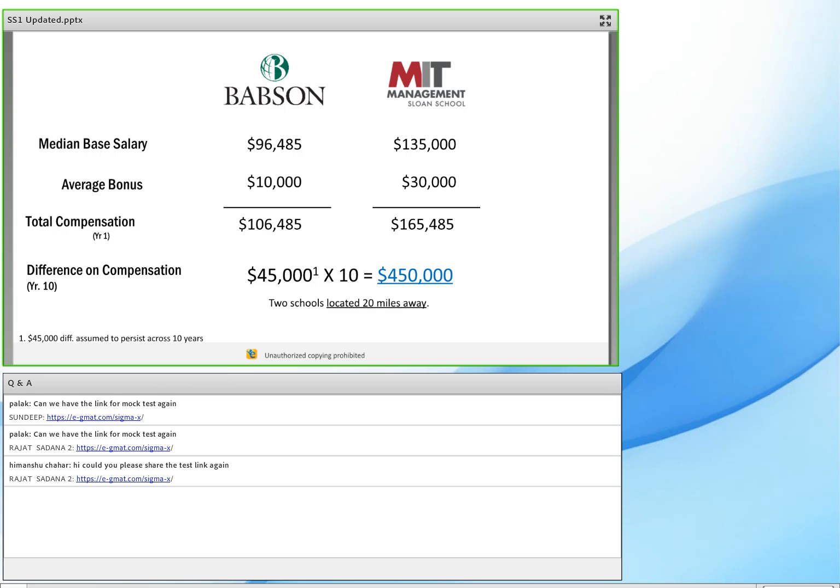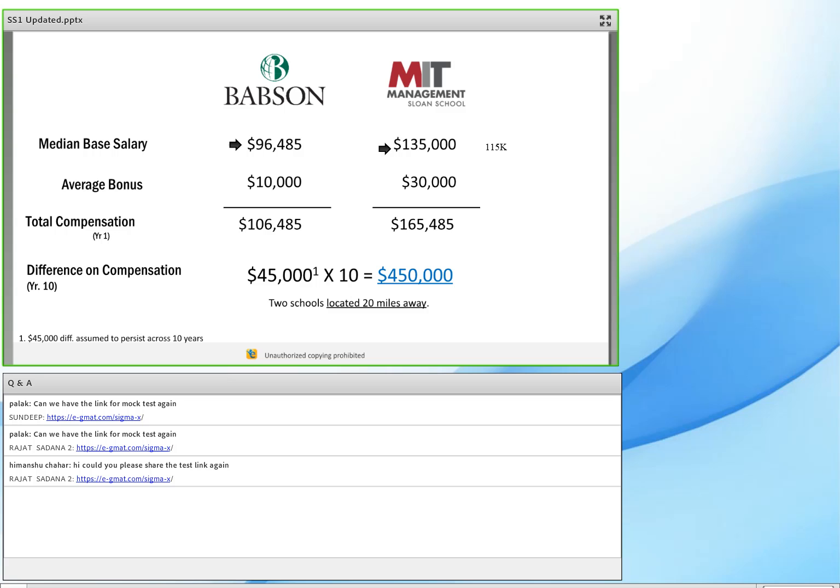If you take that delta over a 10-year period, because you're not going to get a bonus every year, let's assume the delta remains about 45K or so. Even then, you're looking at $450,000 over the course of 10 years. Now, here's the kicker. When I graduated from Babson, this number was still 95K in my case, but this number over here was just 115K. So it wasn't 135, it was just 115K.